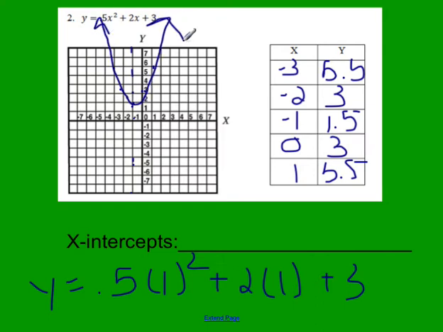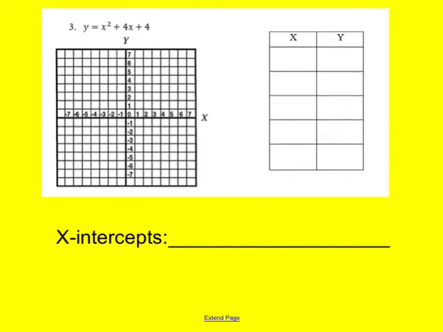So here I'm noticing that it doesn't cross the x-axis at all. So this has no x-intercepts. All right, let's take a look at that next problem. So we want to graph this.